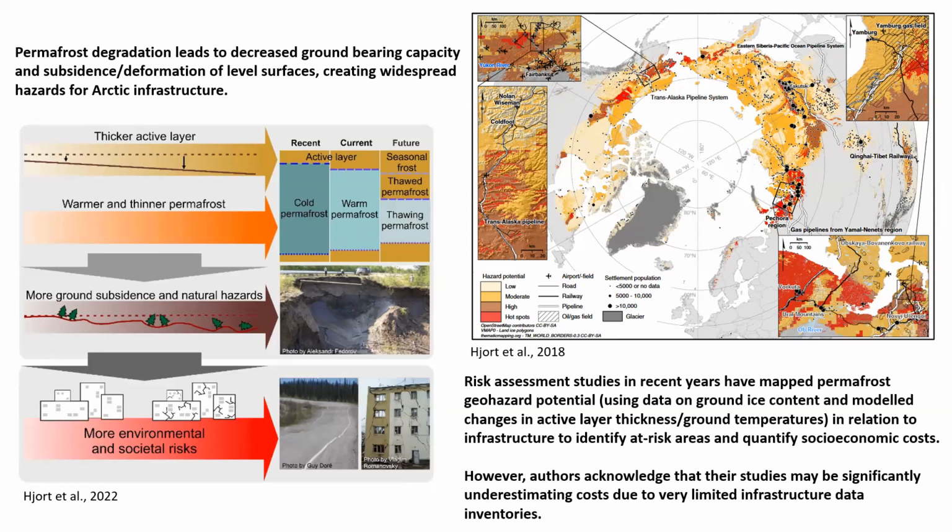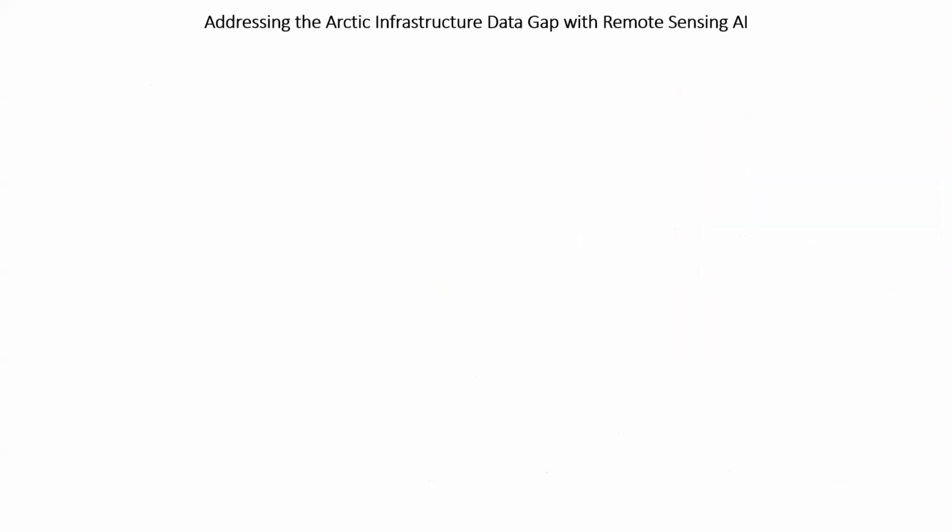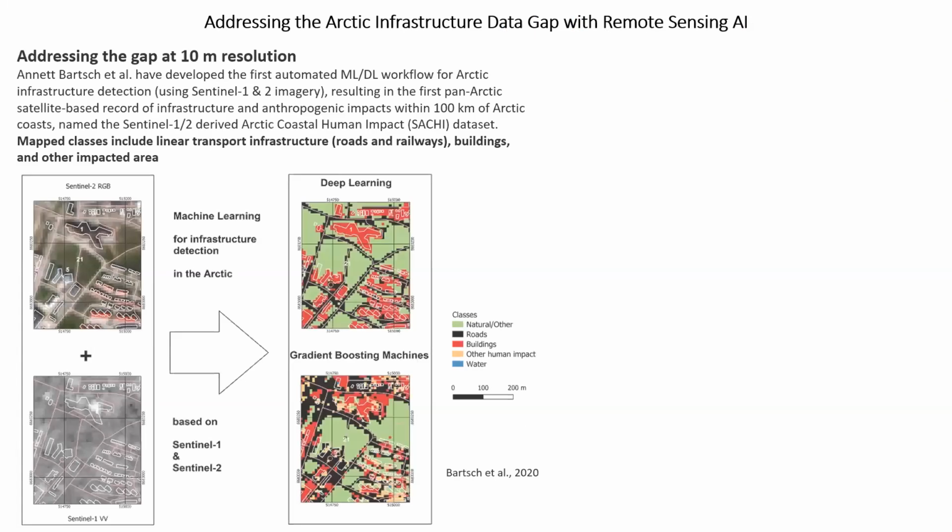However, the most common challenge across all of these risk assessment studies is access to geographically complete and up-to-date inventory on Arctic infrastructure. So a lot of these authors acknowledge that their studies might be significantly underestimating the costs because of this. So satellite-based remote sensing and mapping actually is really well suited for addressing this data gap. However, as of now, there's only been one attempt to do this.